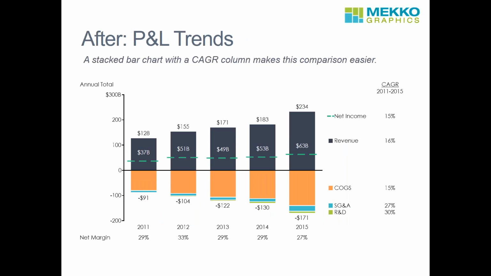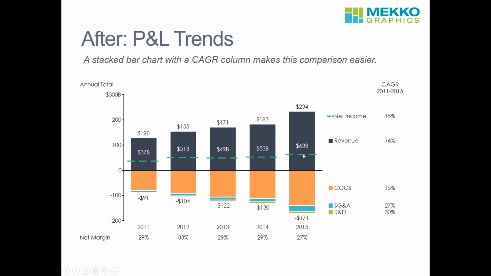The chart that we like for P&L is a stacked bar chart with a couple of extra features that really help make it more impactful. So I've taken a simple stacked bar chart with one bar for each year, or if I was doing a company by company comparison, one bar for each company. I show my revenue as positive above the line, and I show my expenses as negative below the line here.